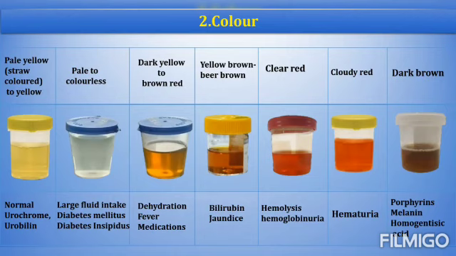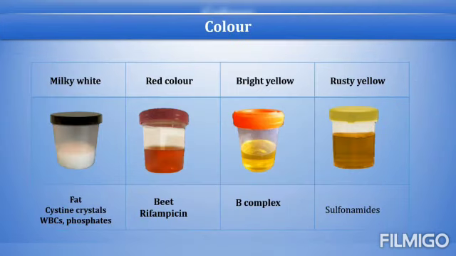Second, that is color. The pale yellow or straw color of urine is due to the presence of urobilin. Pale to colorless color is due to large fluid intake and in case of diabetes mellitus, then dark yellow to brown red, it is due to dehydration and fever. Yellow brown color is due to the presence of bilirubin and in case of jaundice.